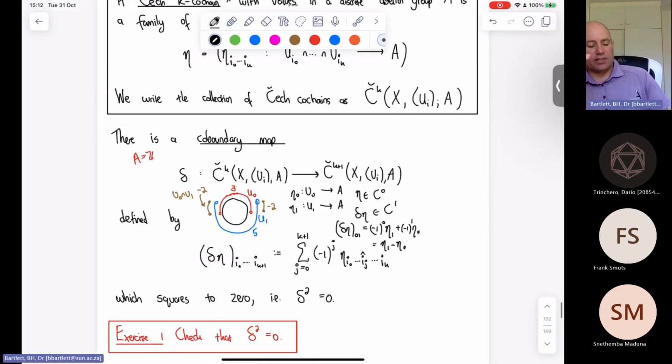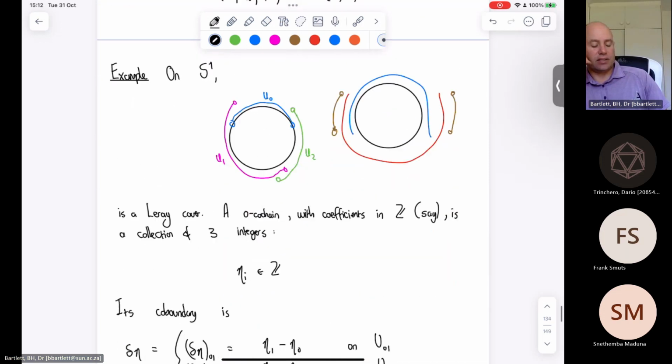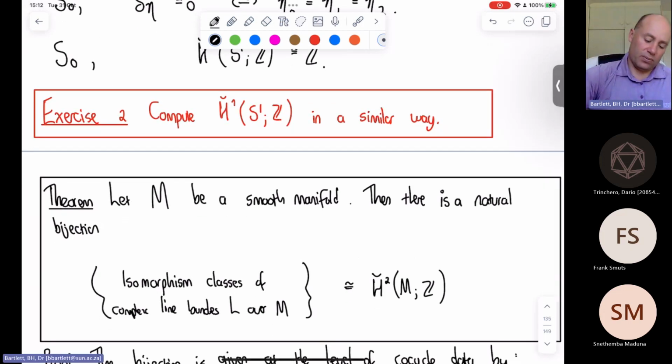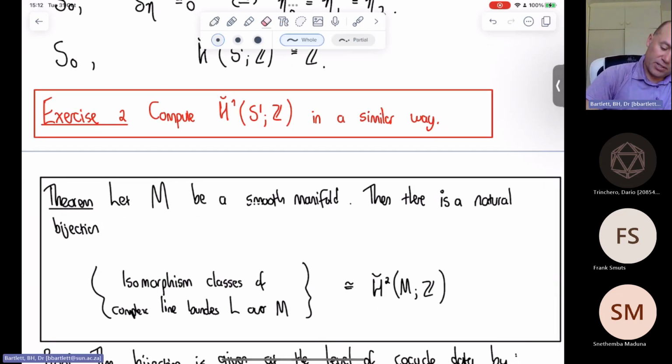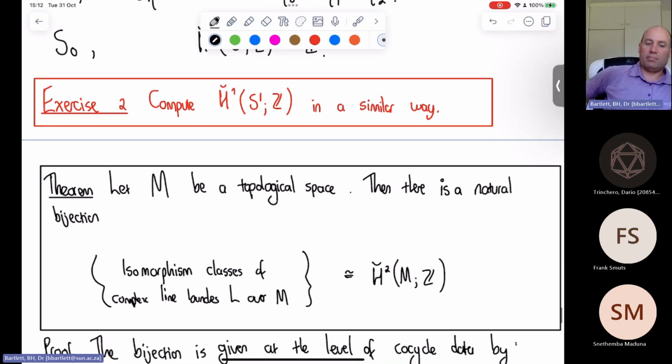And so I've got this Čech cohomology that I can calculate for any topological space. And now we have a theorem which I think will apply for an arbitrary topological space. I don't have to apply it to a smooth manifold, unless I'm mistaken. The theorem says that there's a natural bijection between isomorphism classes of complex line bundles over M and the second Čech cohomology group of M with coefficients in the integers.